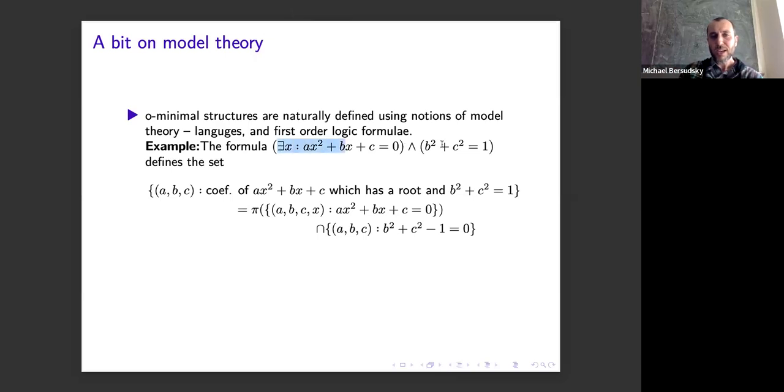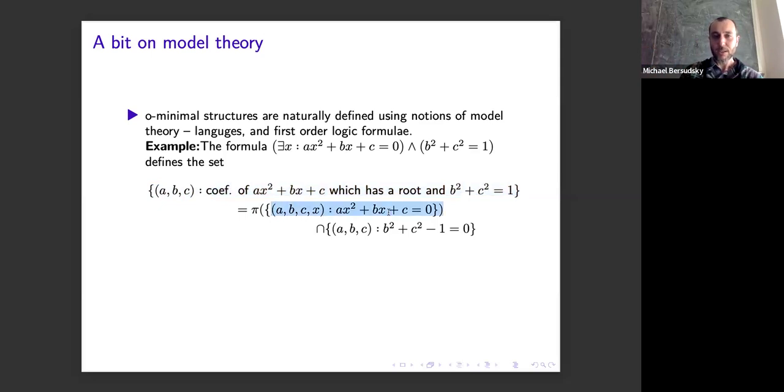So this is a formula that we are all used to, I guess. And this formula defines a set. How do you take a formula and define a set? You see here you have a condition on A, B, C. What is this condition? Those A, B, C, you can think of them as coefficients of a quadratic polynomial which has a real root. And in addition, you require that the sum of squares of the coefficients is 1. And I claim that this set is, in fact, a projection of a semi-algebraic set.